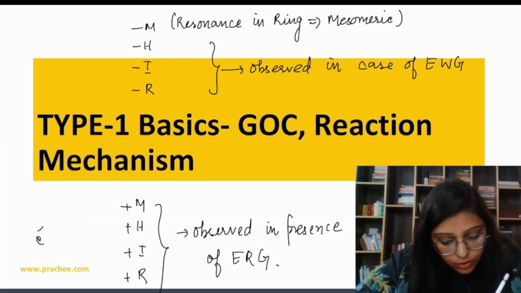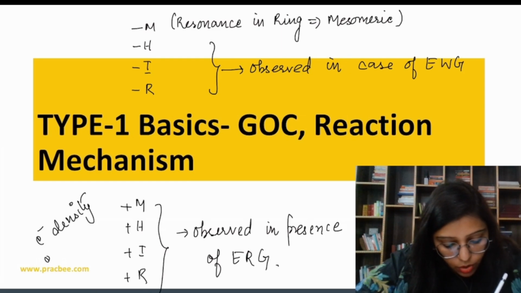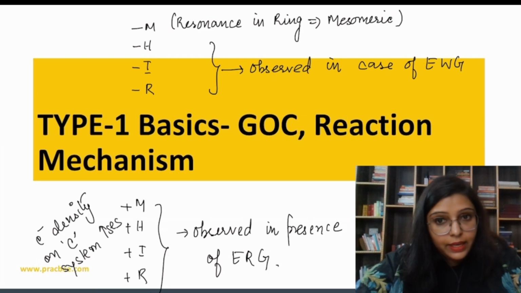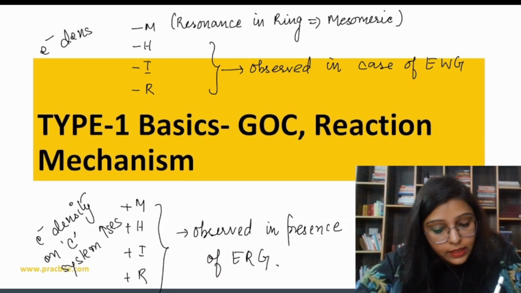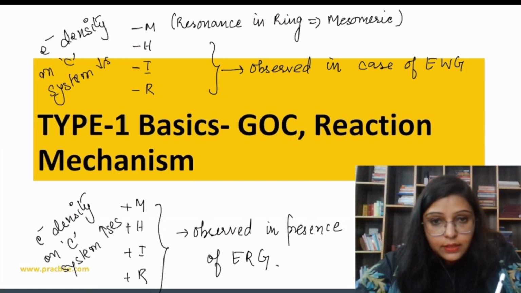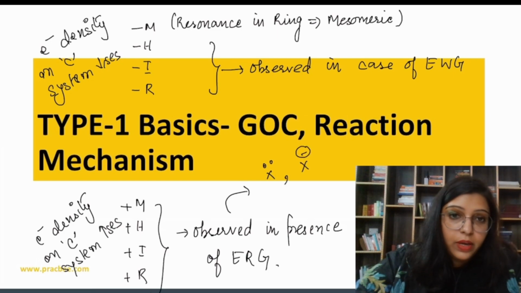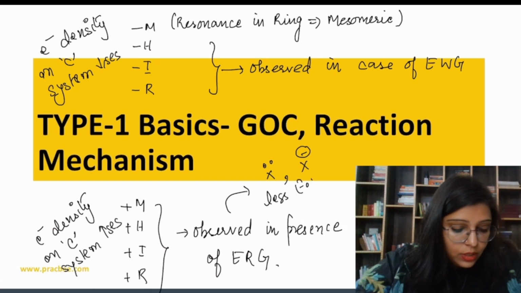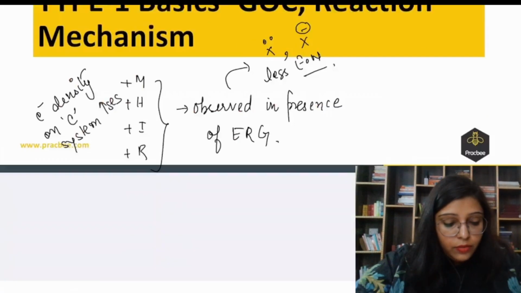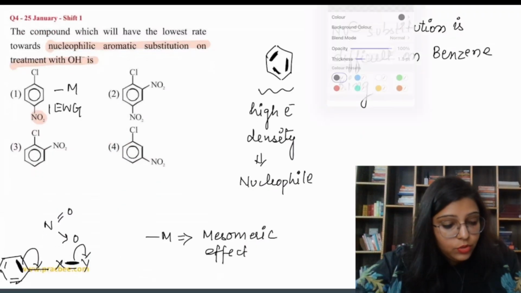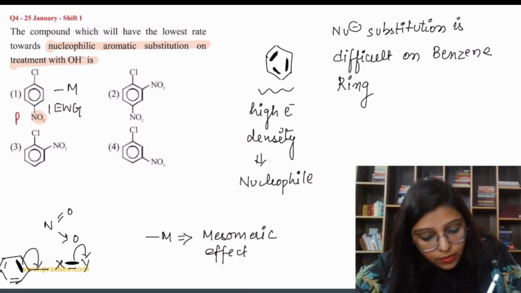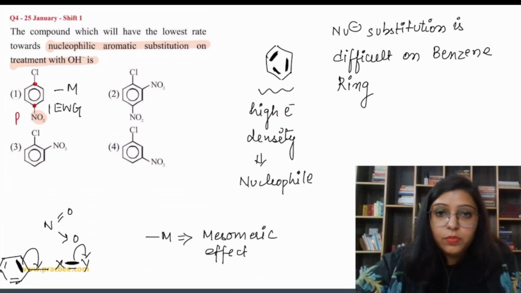So here electron density on the carbon system increases, while in the minus I effect, electron density on the carbon system decreases. Now how to identify an electron releasing group? They can have a lone pair, a negative charge, or they can be less electronegative. Clear? Fine. Now at ortho and para position, this is the para position with respect to this chlorine. So we have the mesomeric effect.